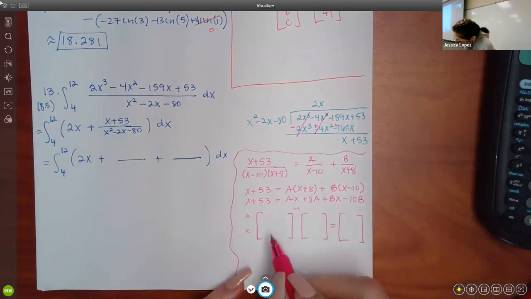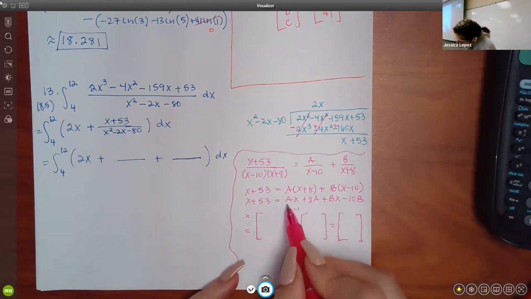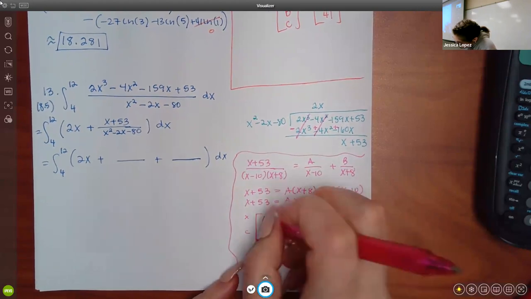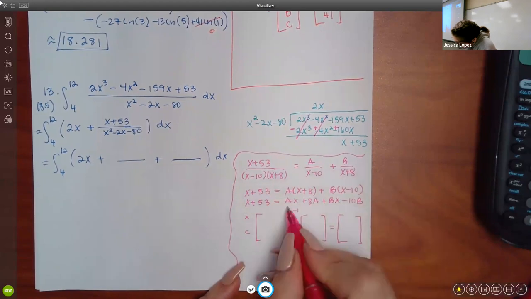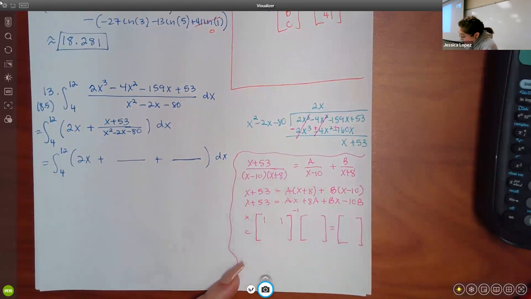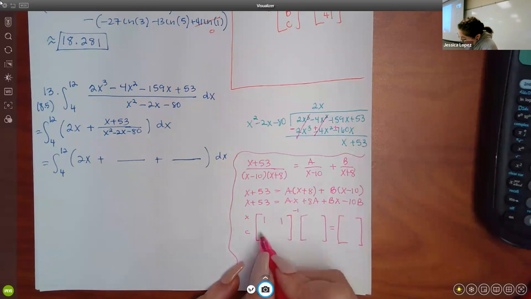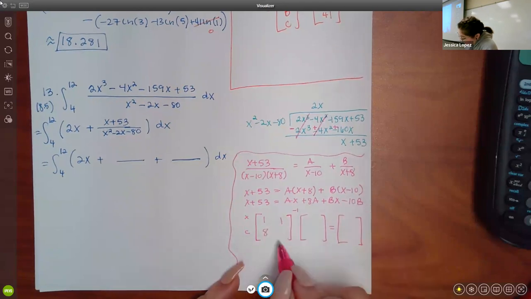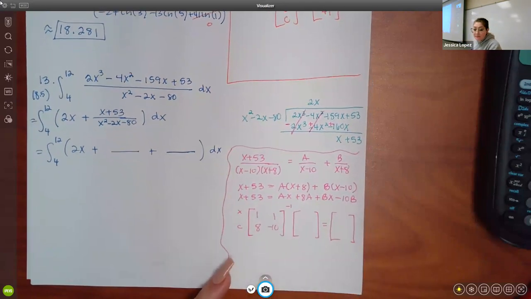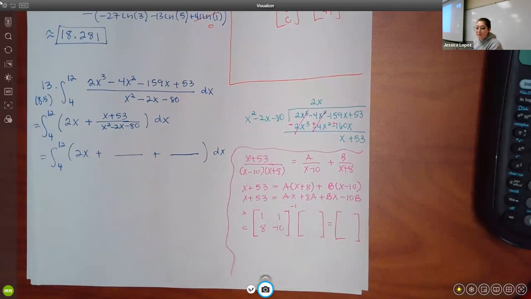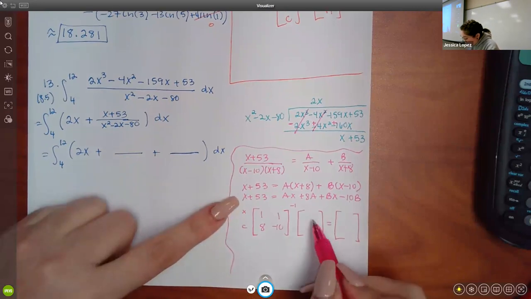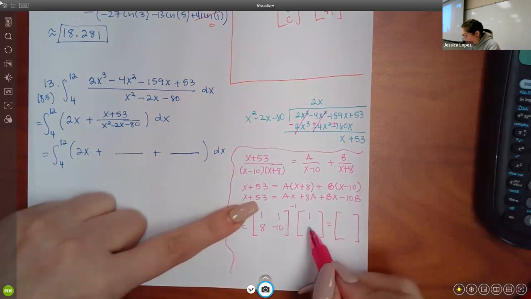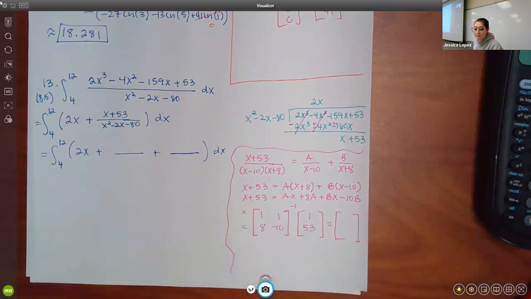Okay, so for x, I have one a, I'm just going to type in the number one a for x, and 1b for x. But for my constants, the terms with no x's, I have 8a's and I have negative 10b's. So I need to type in that. And then I need to multiply by the original numbers. So the original coefficient of x is 1 and the original constant is 53.